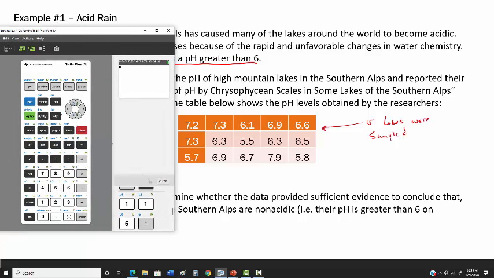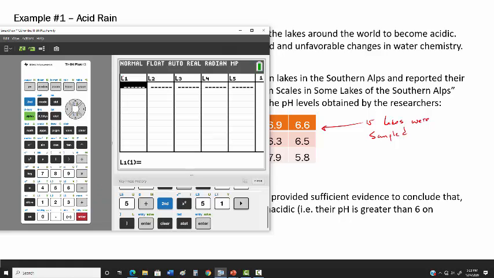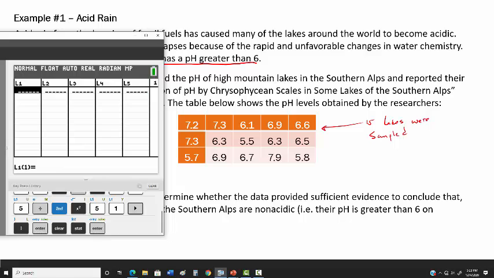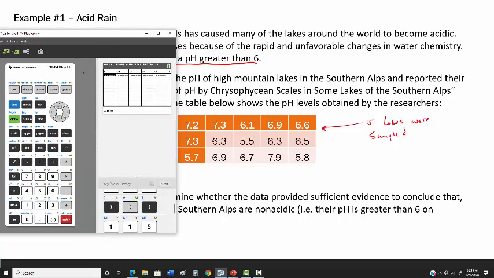To do this, recall, you're going to hit the stat button. And under number one, you're going to edit the list, edit list one. Hopefully what you want to see up here is L1. If you don't see L1 up here, you should reset your calculator. Now you want to start inputting all these 15 values. I'm just going to minimize this real quick on the lecture so I can see all the values, and then I'll expand it back up.